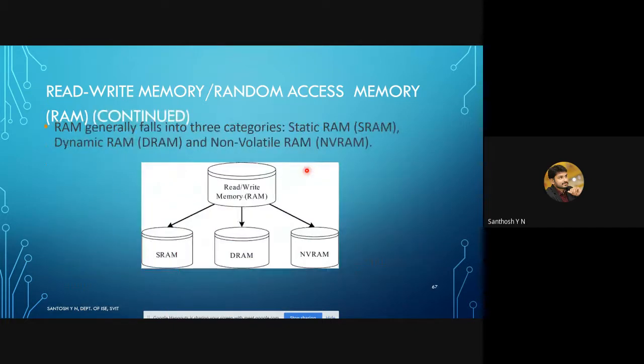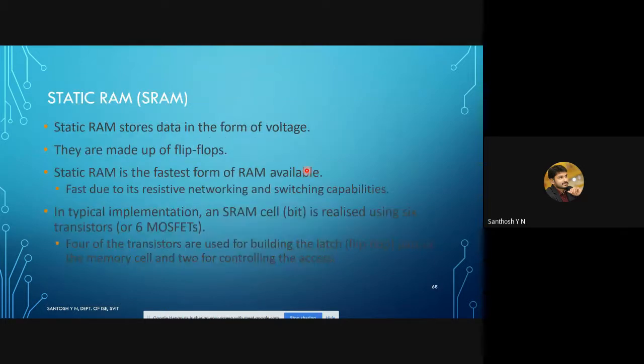Again, we'll be discussing the types of RAM, that is SRAM, DRAM, and NVRAM. NVRAM we have already discussed. SRAM and DRAM are very, very important. In almost all the exams they have asked, write a short note on SRAM and DRAM. Right. SRAM is called static RAM, and obviously DRAM will be just the opposite of this, that is dynamic. Static opposite was dynamic, right? So we will be discussing these two memories in detail.